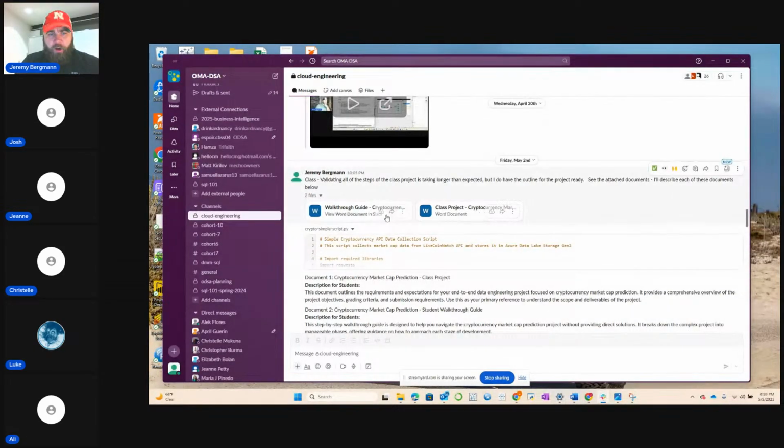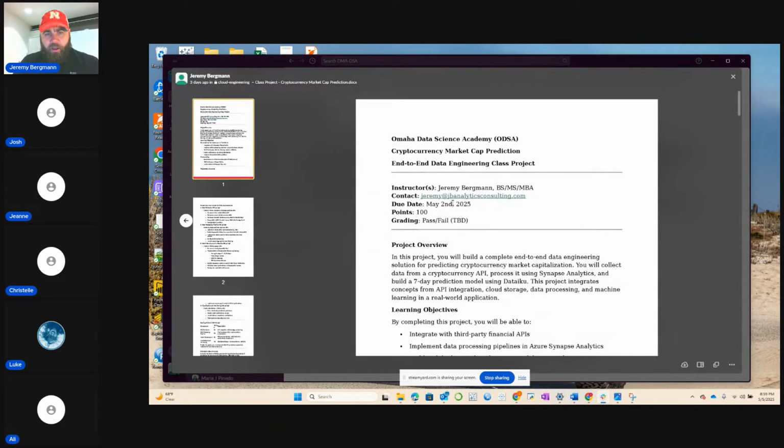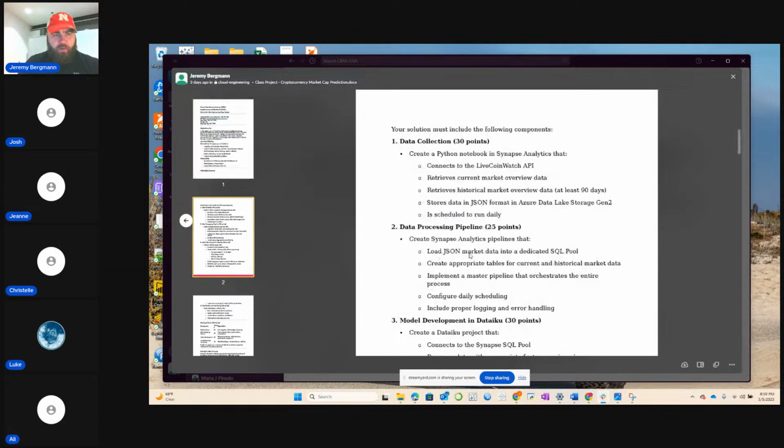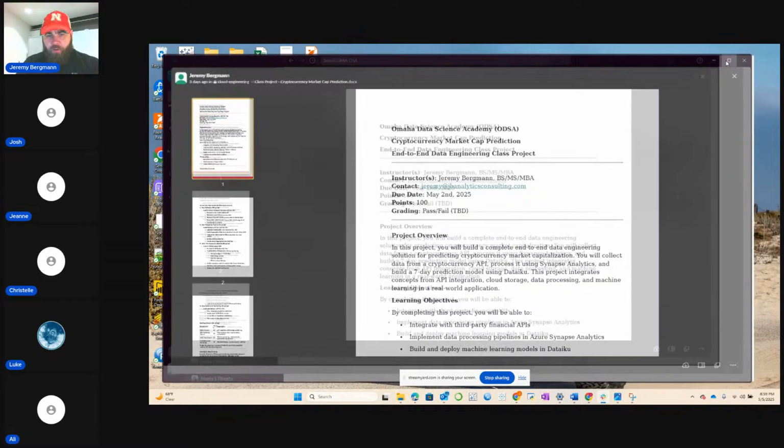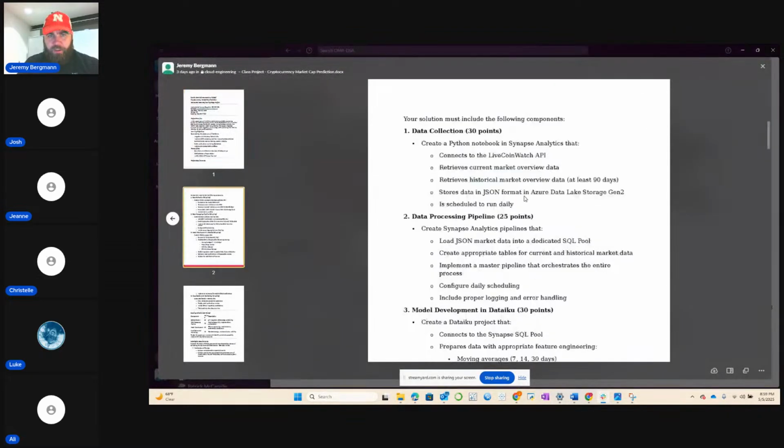And I even created a walkthrough guide. More or less, the class project is like a higher level overview. So it's the project overview and your learning objectives, what the objectives of the project are, and how I'm going to grade it. It'll mostly be pass fail, but what weight I give to each section.